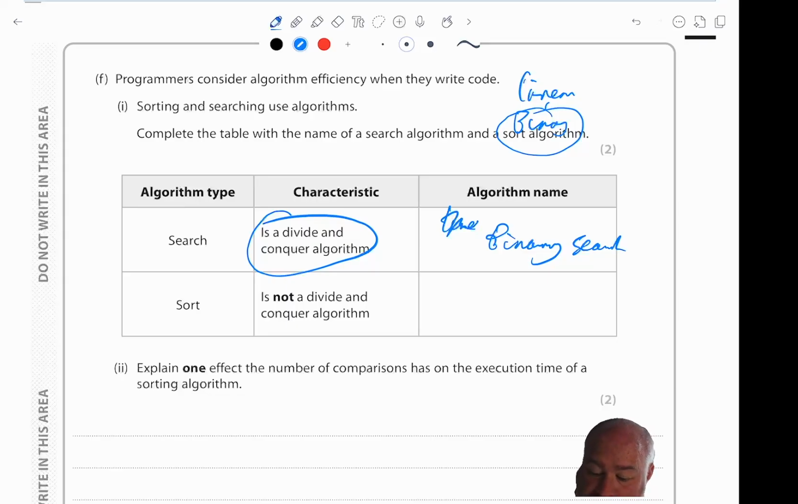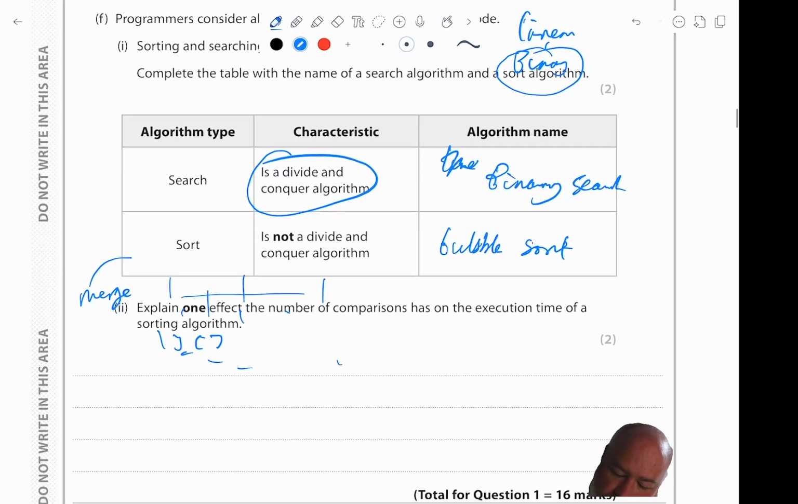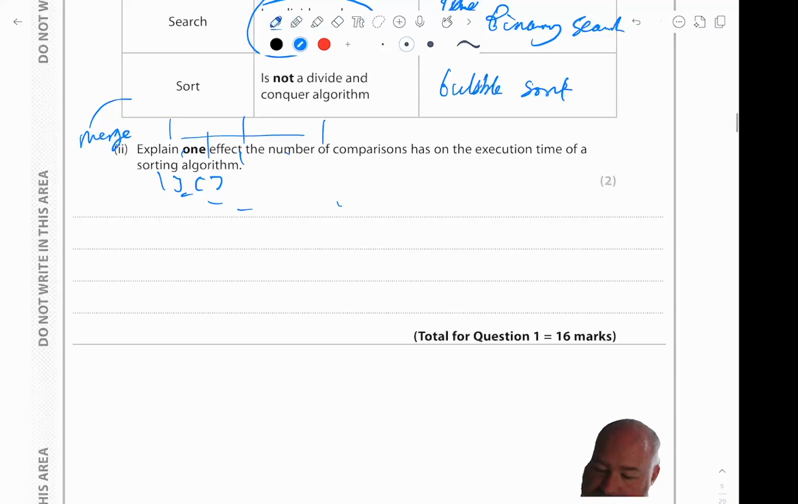Which one is not divide and conquer? Bubble sort. So the other one is merge sort, where you divide an array up until you get single items and you build it back up again. Explain one effect the number of comparisons has on the execution time.